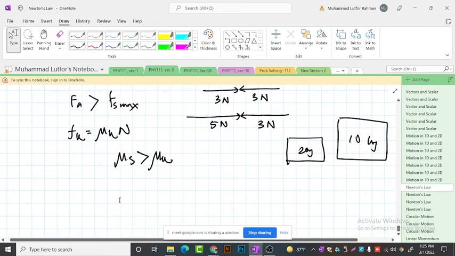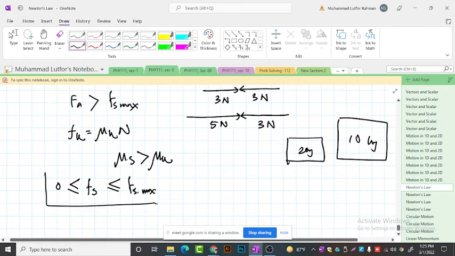And that's why there is a range for Fs, the static frictional force, that will start from 0, equal to or greater than 0, and it will be less than or equal to Fs max, or mu s N actually. That's how we can write down the condition of the static frictional force.